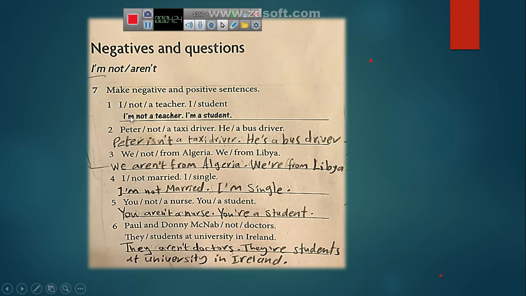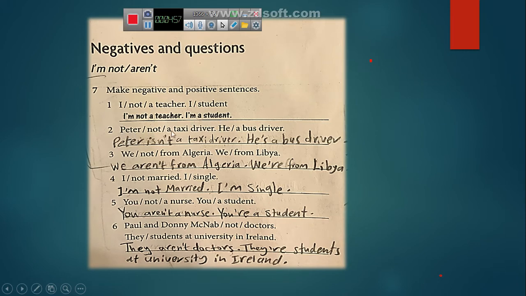So here we add an auxiliary verb. I'm not a teacher. I'm not a teacher. So I am a student, because here is the sign of negation. Here, I'm a student. Focus here on the article. We put an article here before the job, as we explained.